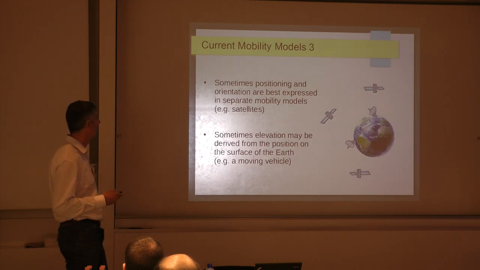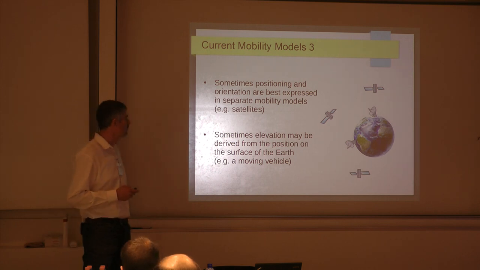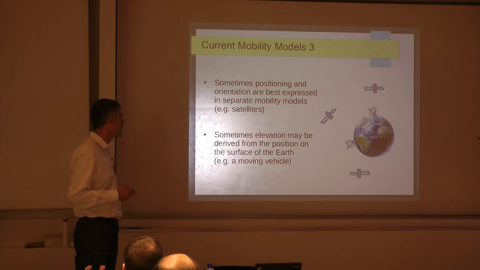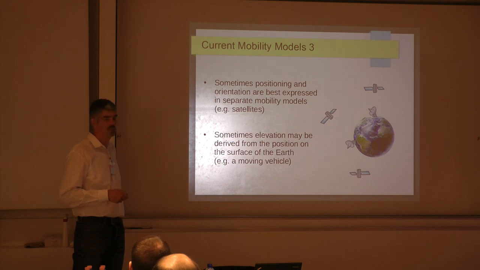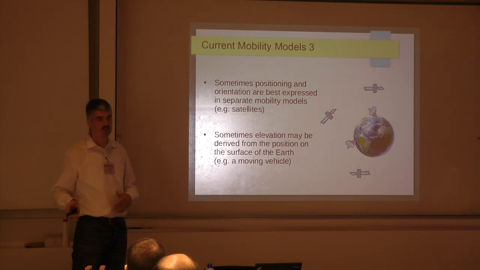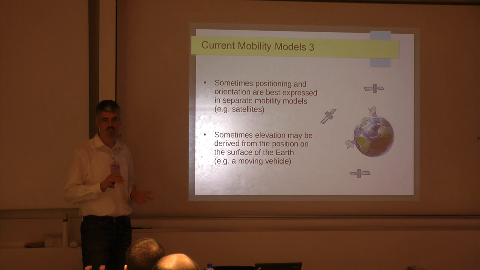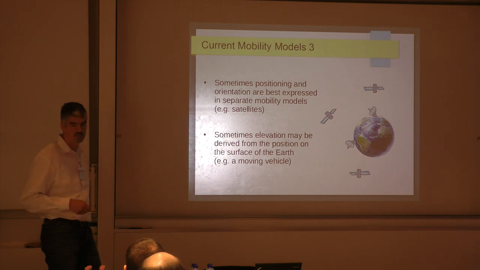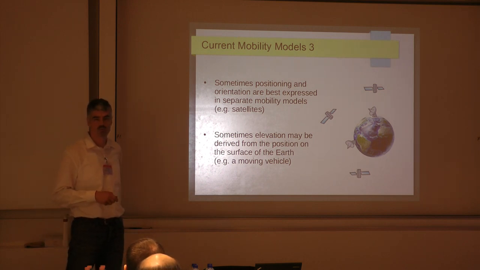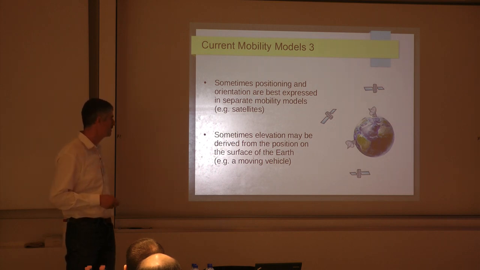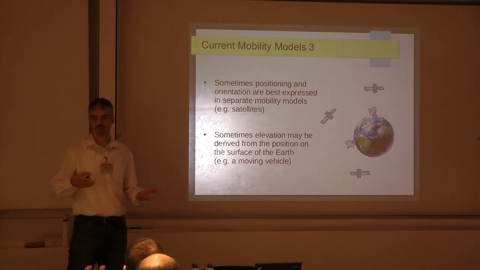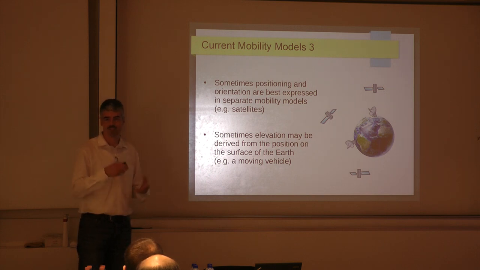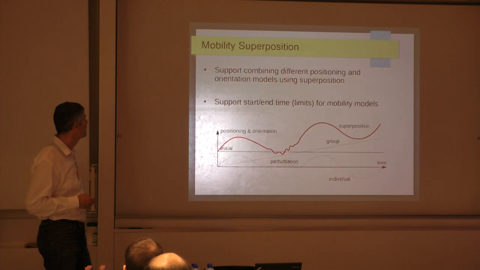There are sometimes cases where, for example, positioning and orientation are best expressed in separate mobility models. For example, the trajectory of satellites can be defined by a separate mobility than the orientation, because they might communicate with each other, or with ground stations, but which ground station, whatever comes to your mind. Or, if a vehicle moves on the surface of the Earth, you certainly don't want to deal with the difficulty of the elevation, because it comes from the map, but the mobility is just moving the vehicle around.